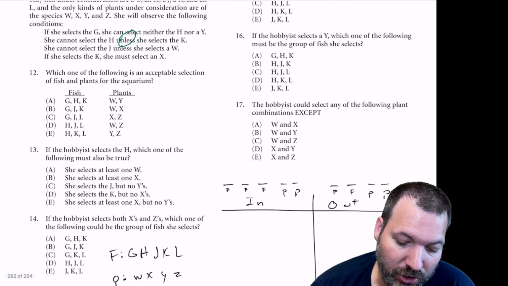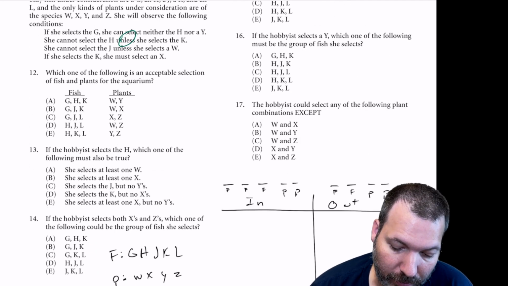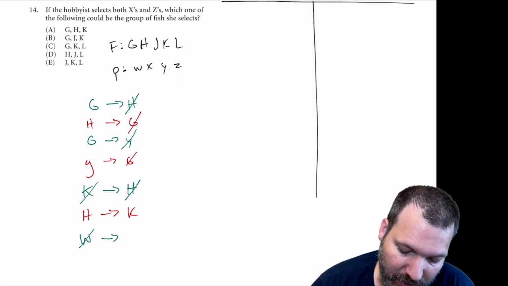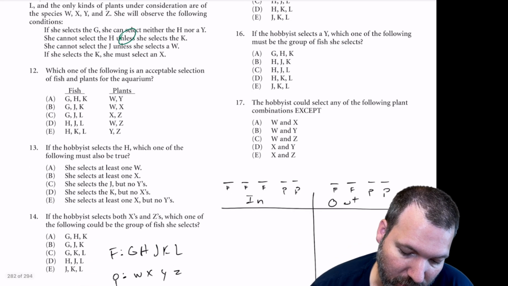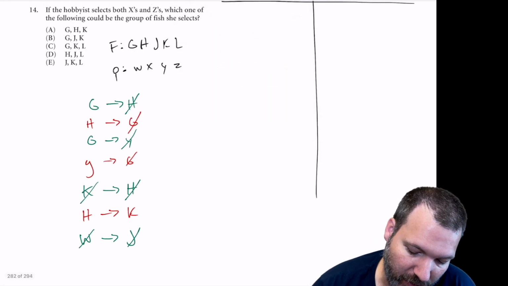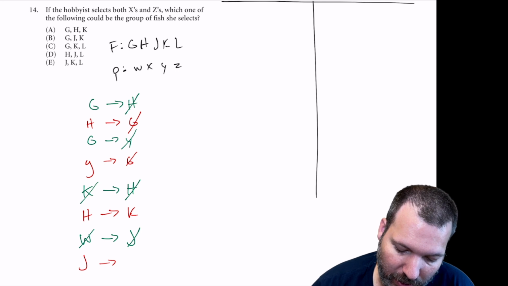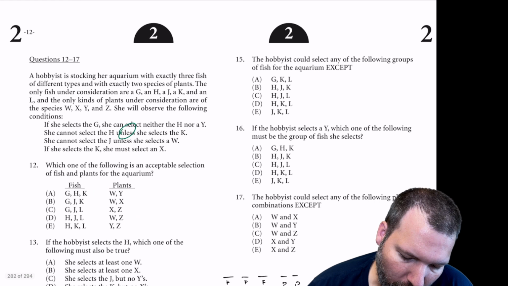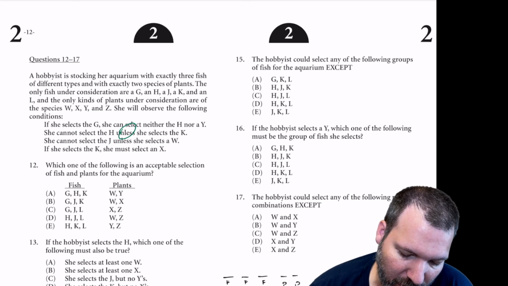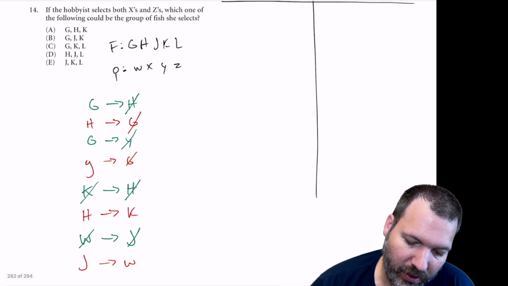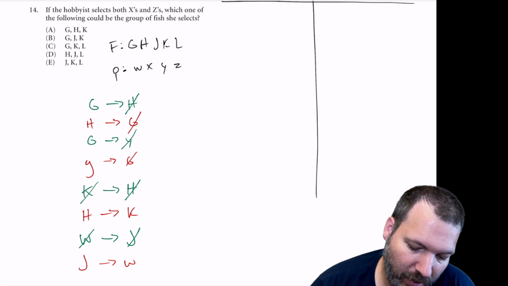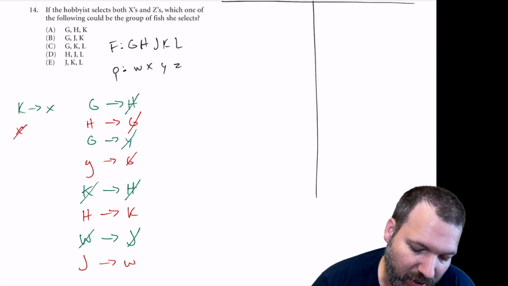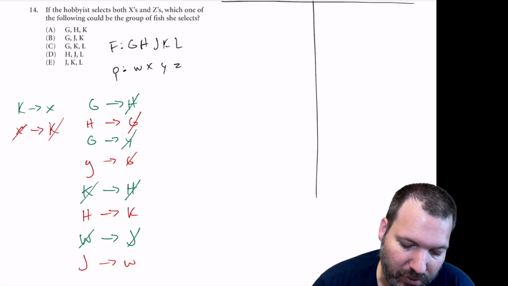She cannot select the J unless she selects a W. So again, how I'm going to read that is if she does not select W, she cannot select J. But contrapositively, if she does select J, then she does select W. All right, one more. If she selects K, then she must select X. Okay, so if she selects K, she must select X, and contrapositively, that means if she does not select X, then she also does not select K.